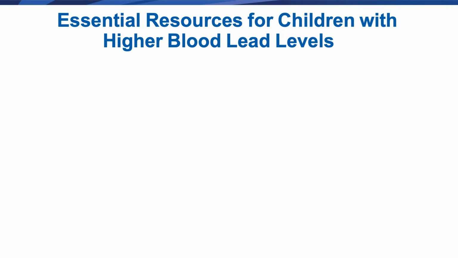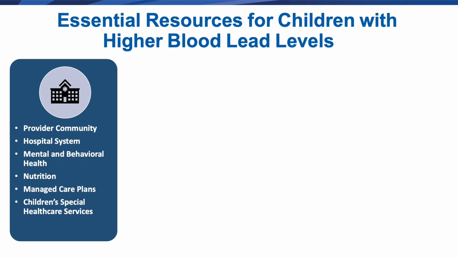Essential resources for children with higher blood lead levels include those given through the provider community, which is the hospital system, mental and behavioral health, and nutrition services, especially the Women, Infants, and Children Supplemental Nutrition Program, also known as WIC. Nutrition counseling and support is important to assist the caregiver in identifying how the child's diet can be improved or changed based on the current recommendations to support the elimination of lead. Children who qualify for WIC should be referred if they are not already enrolled.